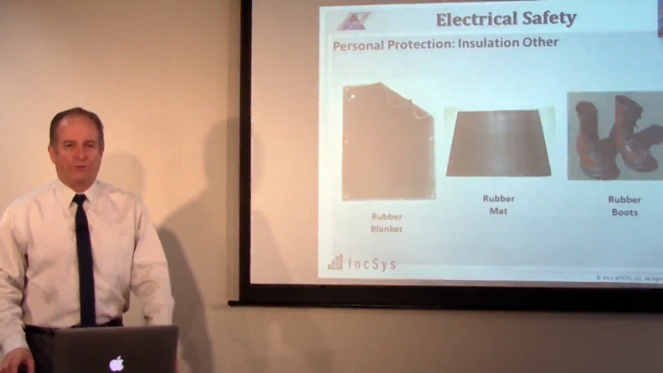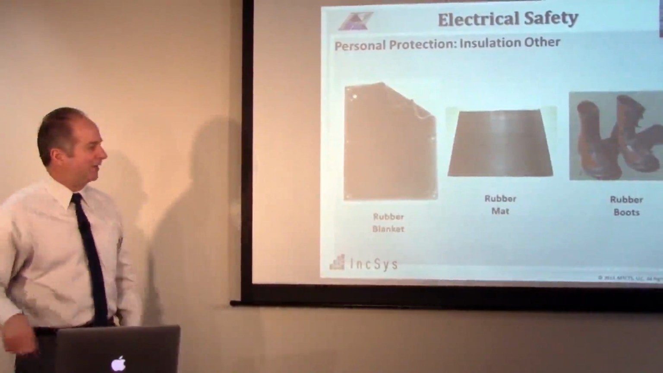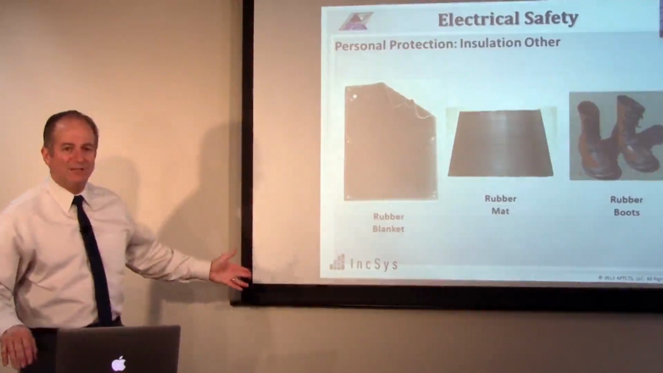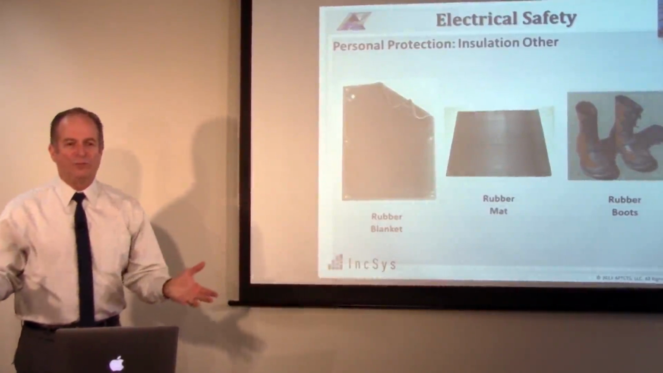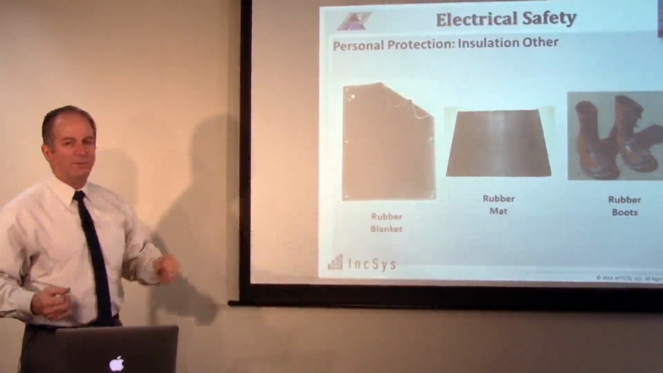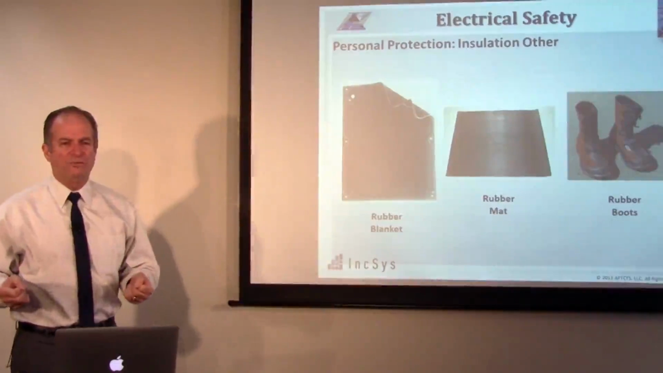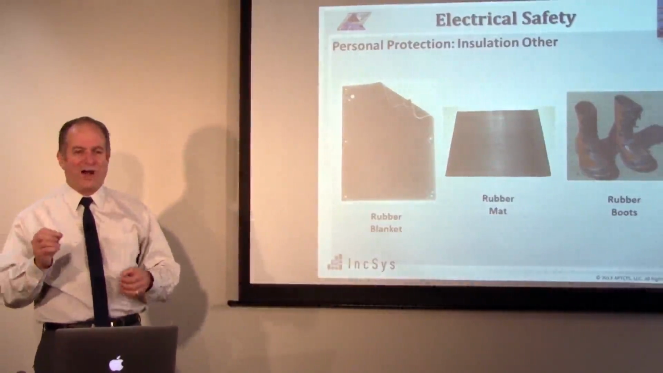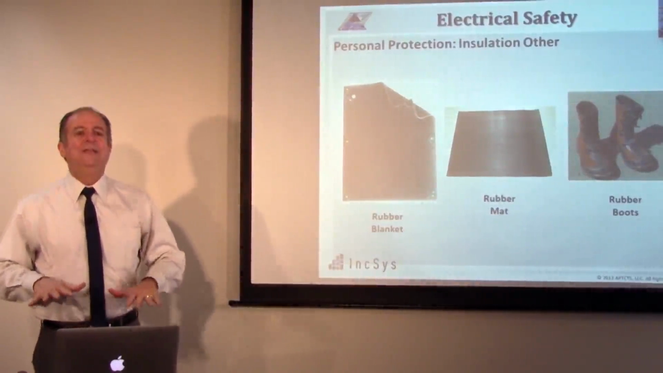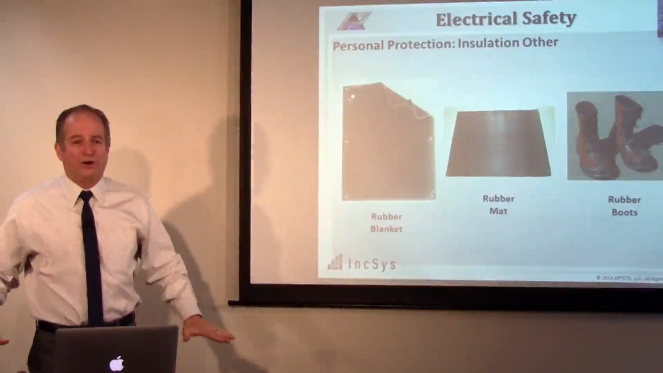Here are more personal protective equipment products. Here's a rubber blanket so that you can stand on it, or you can cover something up with a rubber blanket, also good with the same insulation level, or a rubber mat, a little sturdier material that you can stand on and not get damaged by small rocks or those types of things. It gives you insulation from the grounded earth.